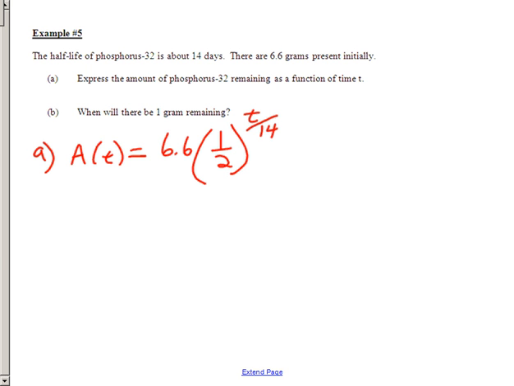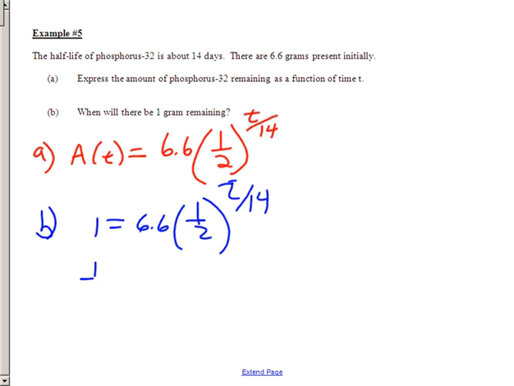Okay? Then it wants to know, when will there be 1 gram remaining? So all we have to do is plug 1 in for the amount and solve for t. In order to do that, plug 1 in here. So for part B, we plug 1 in for the amount. If I'm going to solve for t, there's quite a process. Divide by 6.6.